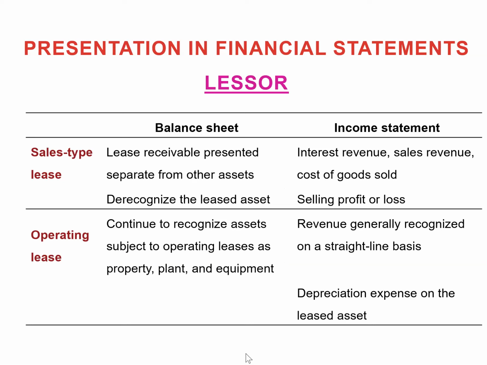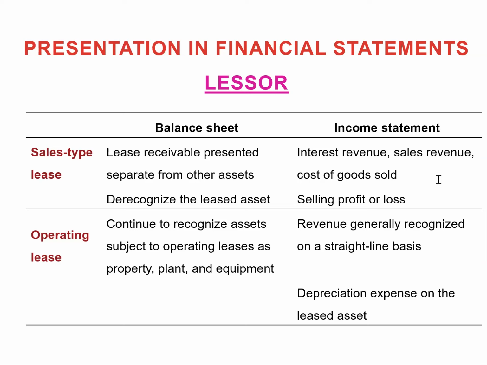Now, how about the lessor's perspective? For a sales type lease, the lessor will record the lease receivables on their balance sheet, and these lease receivables are presented separately from the other assets so that we know this asset is still on the balance sheet, but it's already leased. And for a sales type lease, the lessor will also record interest revenue, and they also record the sales of that asset and cost of goods sold.